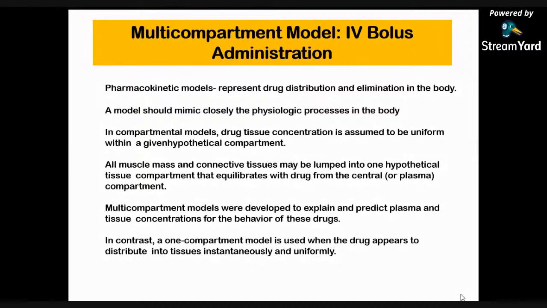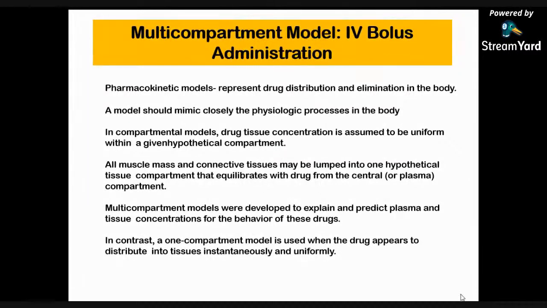Okay, this is because the body is composed of a heterogeneous group of tissues, as we already know, each with different degrees of blood flow and affinity for drug, and therefore a different rate of equilibrium. So we can say an ideal or true pharmacokinetic model should be one with a rate constant for each tissue undergoing equilibrium, which is difficult to predict mathematically.